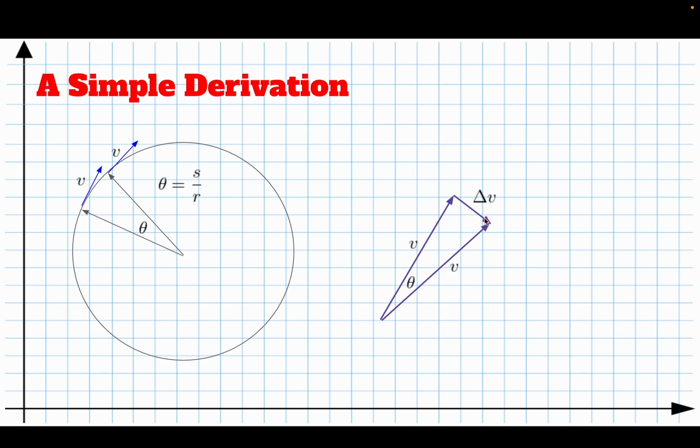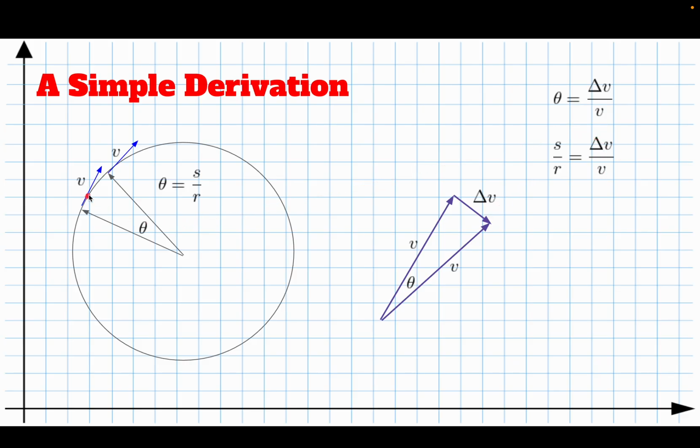The arc length, delta v, divided by the radius, v, is equal to theta. So that looks like this. We can take these two equations, which are equal to each other, and set them equal like this. So s over r, the arc length divided by the radius, is equal to the change in velocity divided by the velocity. So that's where we get that from.